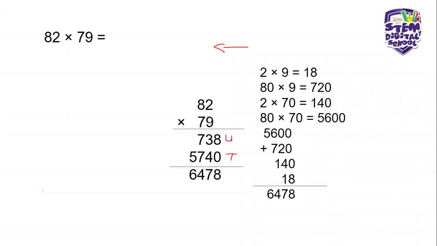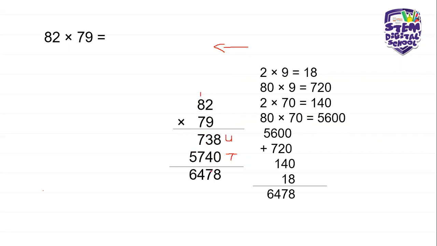For example, we say 9 times 2 is what? It's 18. So we put the 8, and we carry the 1. Then we say 9 times 8 is what? 72. Plus 1, it's 73. So we write the 73 here. Then we have 738. Then I have to put the 0 here.